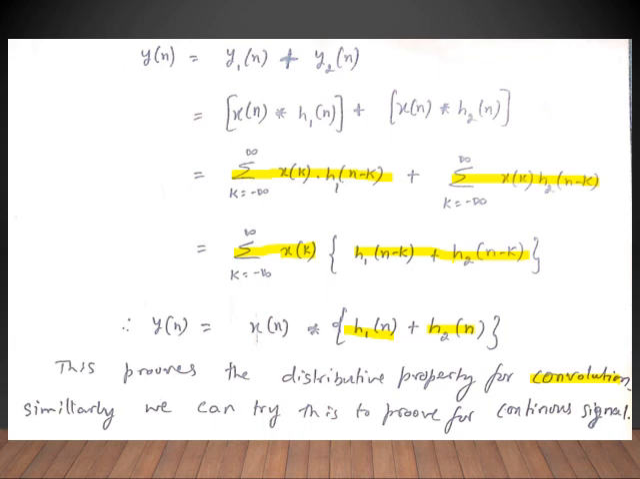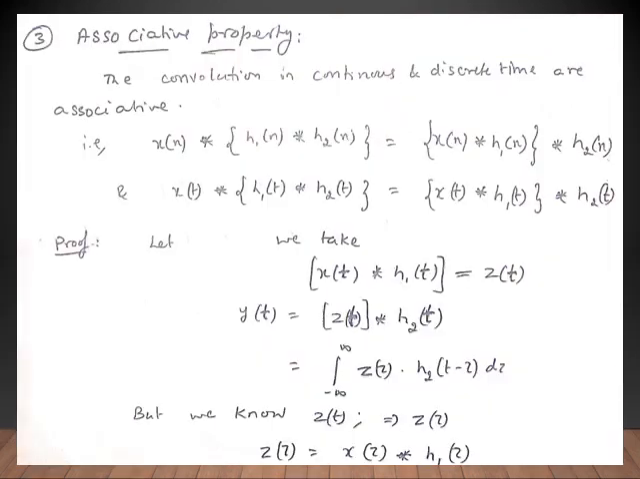Similarly, we can try it for the continuous signal also. But one more property which is required to understand is the associative property. Very similar to the earlier two cases, the distributive and commutative properties for either continuous or discrete nature, which we observed and proved, in a similar manner we have to look at the associative property in both continuous and discrete time.